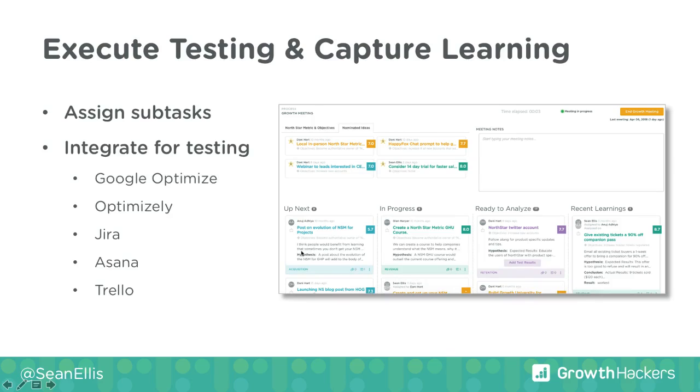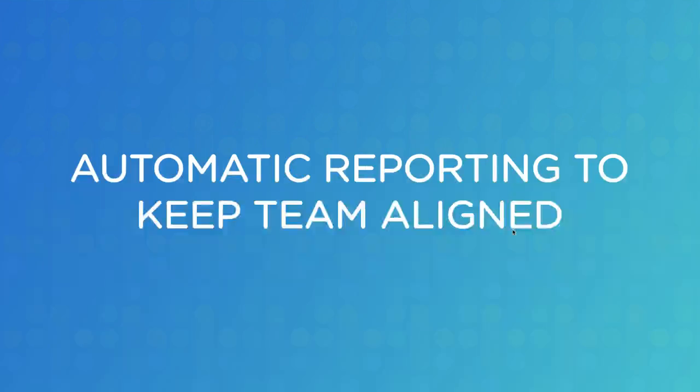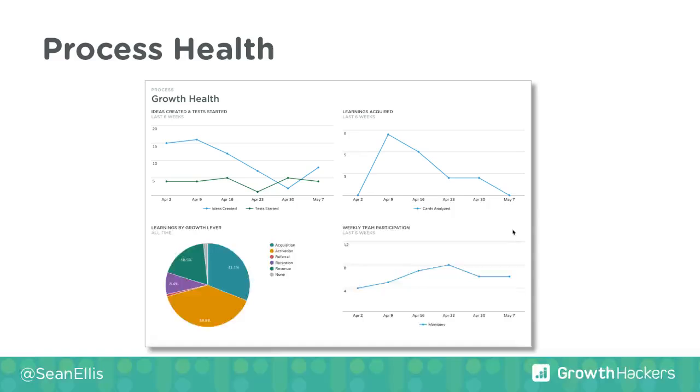But once you're ready to launch the test, you would drag it into in progress. That means your test is live. Once it's completed, you drag it into ready to analyze. All of those movements are what inform the reports that help the whole team stay in sync around this testing program. And so that's what we're going to end with, some of the automated reporting that is generated as you're executing these tests. So it starts with process health.